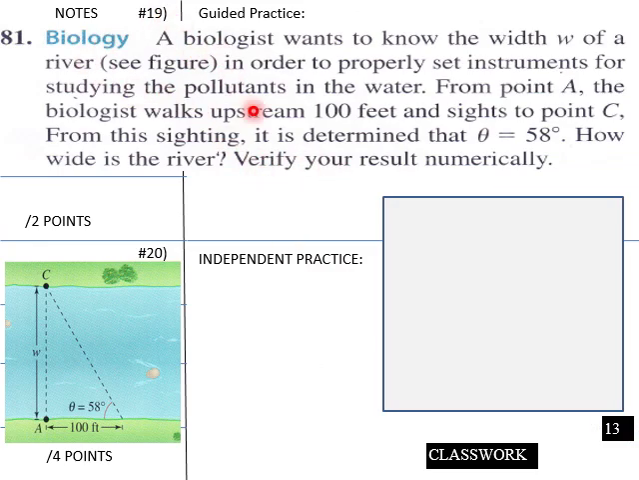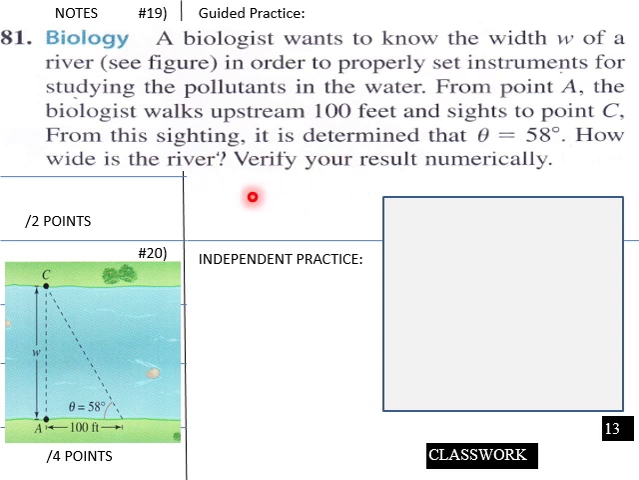Okay, another guided practice here. A biologist wants to know the width W of a river. Here's our river here. So this is our W. In order to properly set instruments for studying the pollutants in the water, from point A here, the biologist walks upstream 100 feet and sights to point C. So he looks back to point C where the crossing is here, sights back to that. From this sighting, it is determined that theta equals 58 degrees. So from this sighting here, it's calculated that this is a 58 degree angle here that the biologist is looking back to see. How wide is the river?